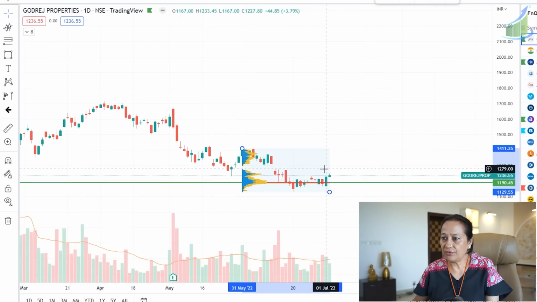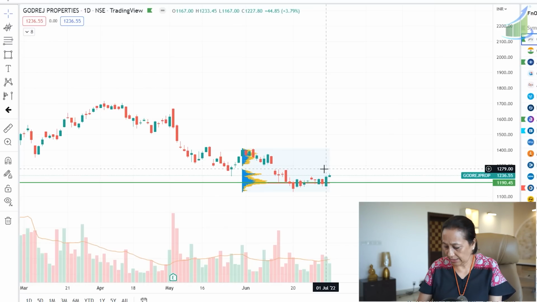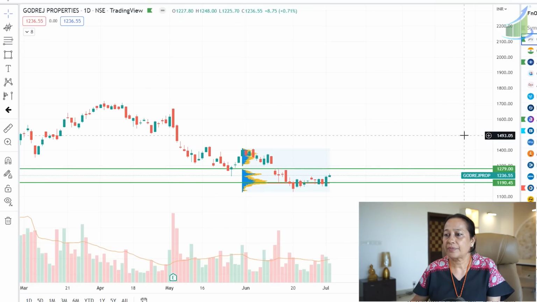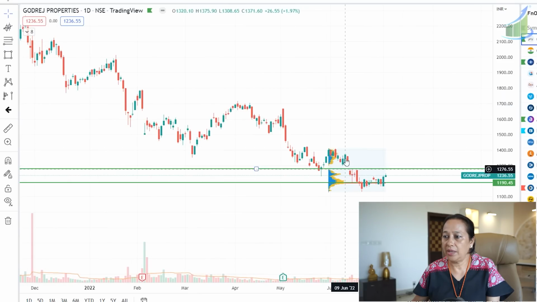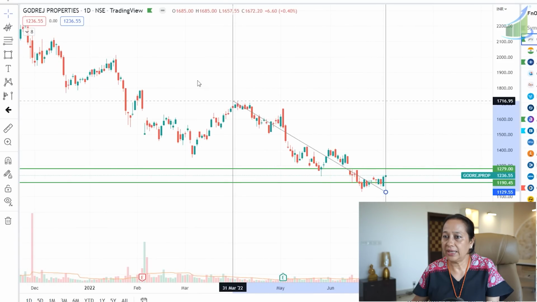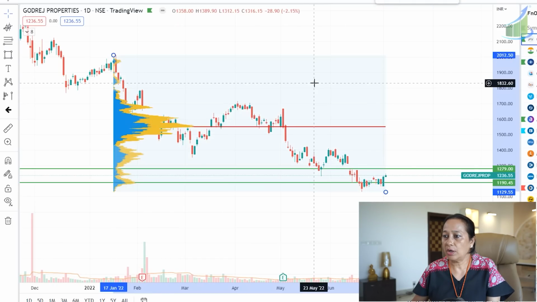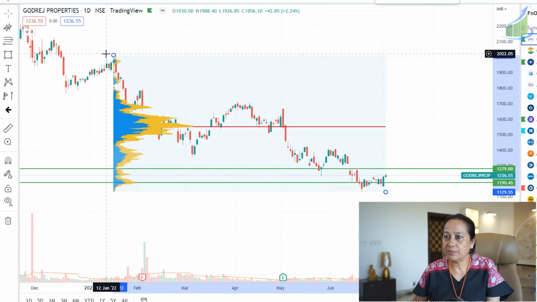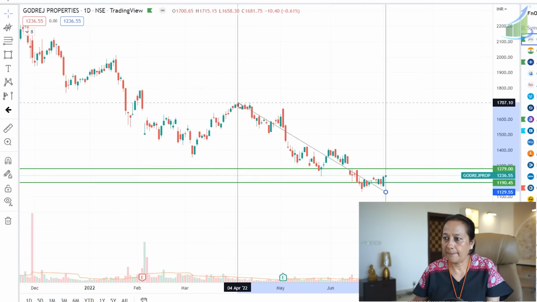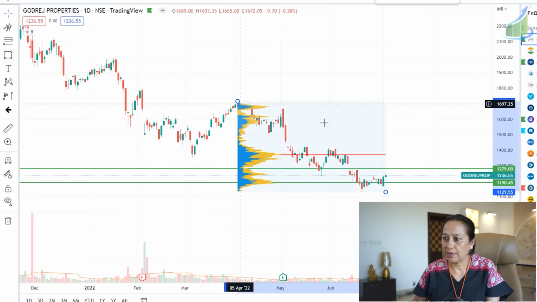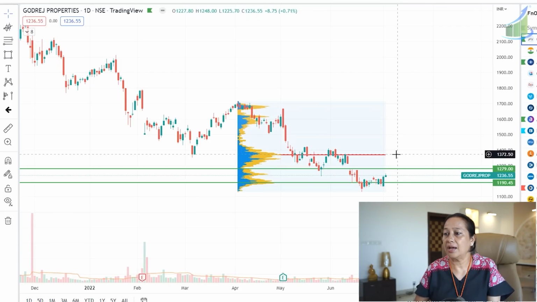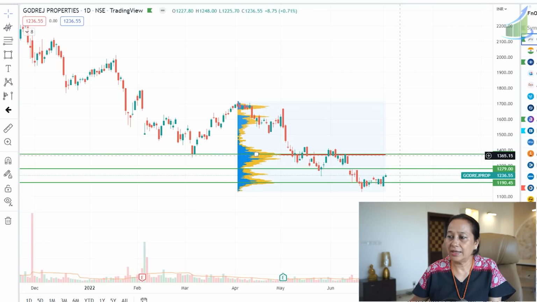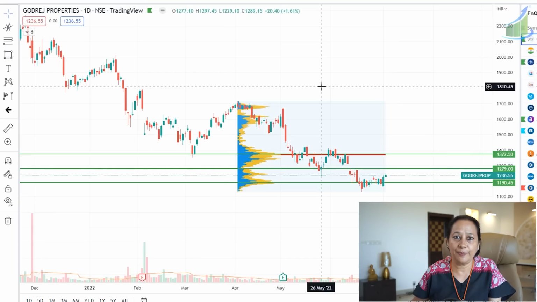And where am I going to take entry? When it goes above 1280. If it goes above 1280, I will expect a good move up. And if it goes above 1280, till what level can I expect a move? Let me just make it a little shorter. I can definitely expect a move till about 1370. This is where sellers are sitting. First level of sellers are sitting. So this kind of a move I can expect.